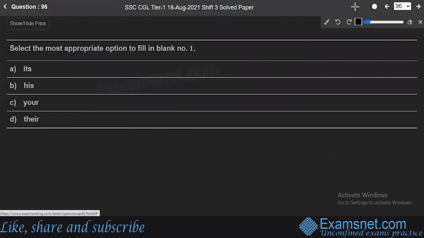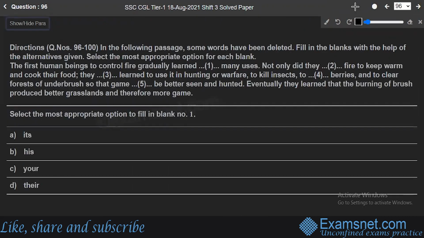Question number 96. So here is a para which is shown to you. You have to answer 96, 97, 98, 99, and 100. These five blanks are given over here. See, this is blank 1, 2, 3, 4, and 5. These are the five blanks, and you have to answer them. And the options are given to you. Okay. Let's read the whole paragraph.